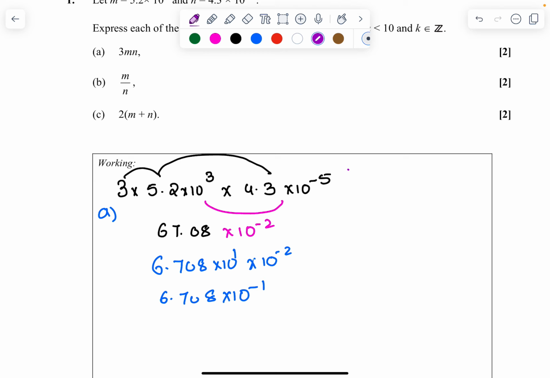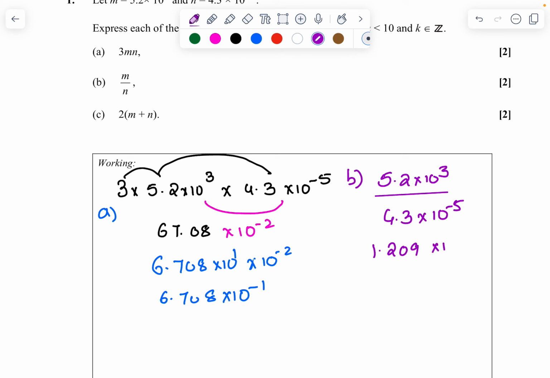Now coming to part B, it is m divided by n. So 5.2 times 10 power 3 divided by 4.3 times 10 power negative 5. So 5.2 divided by 4.3 by calculator is going to be 1.209. 1.209 times 10 power 3 plus 5, which is 1.21 times 10 power 8. Over here also, I can write 6.71 times 10 power negative 1.